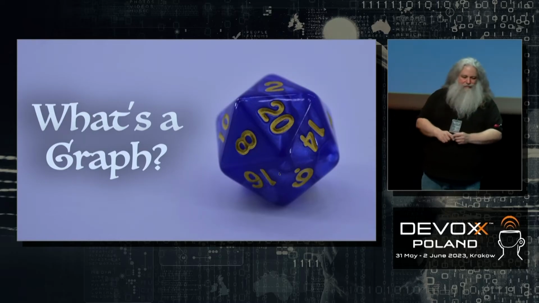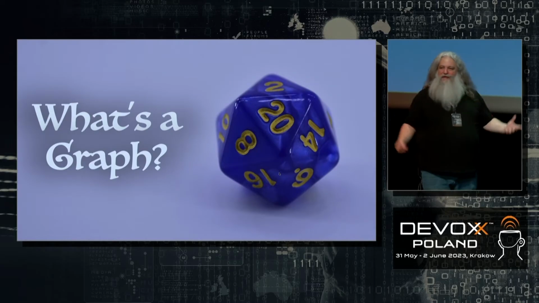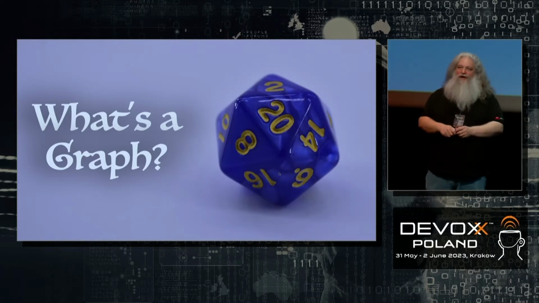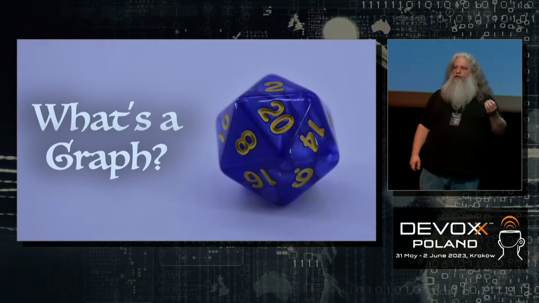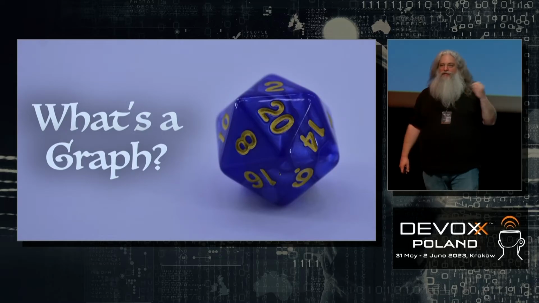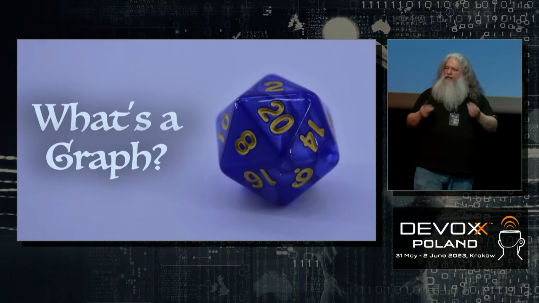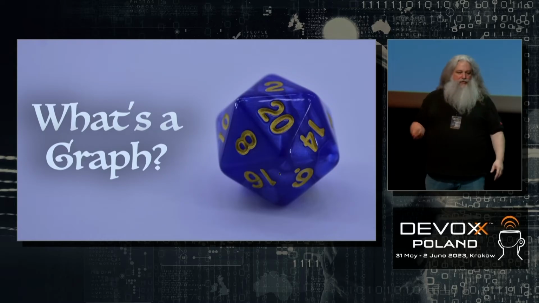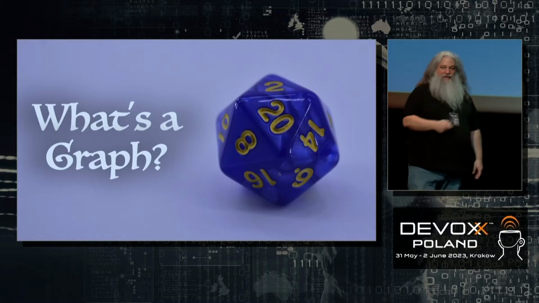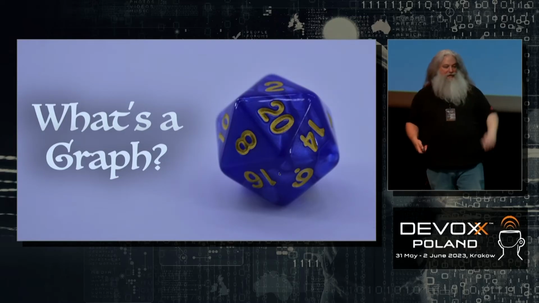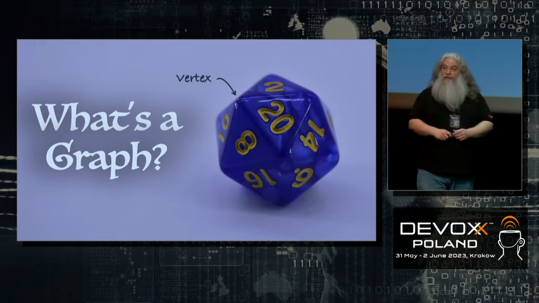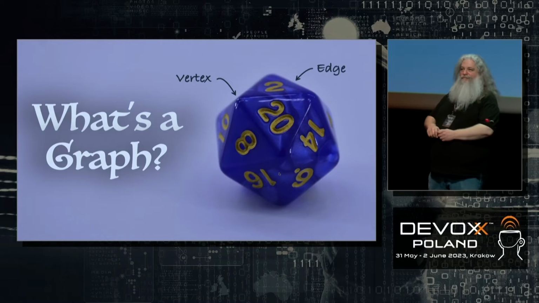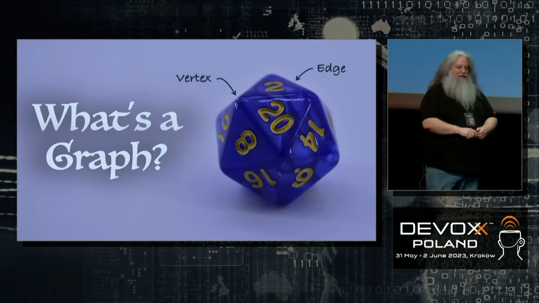A graph is a mathematical representation of, well, stuff that consists of nodes or points or vertices and edges or relationships or connections that connect them together. They can be used to model things like this 20-sided die. This 20-sided die is a graph. It's a Platonic solid. And you have a vertex, which is the point on that 20-sided die. And you have an edge, which is, well, the edge of that 20-sided die.